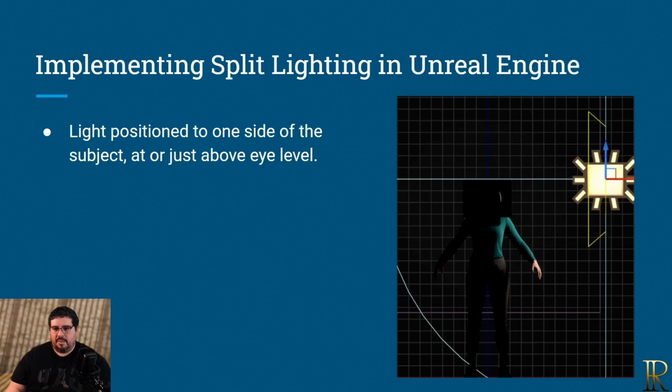How do we implement it? We're just going to put the light at about eye level and to one side. Okay? As you can see here, eye level's about here and the light's here.